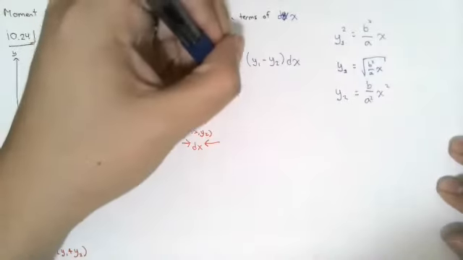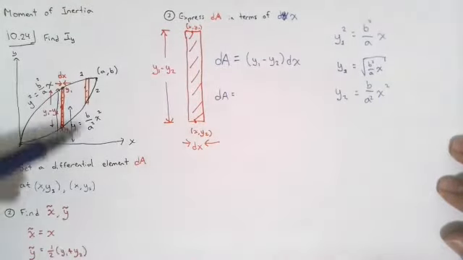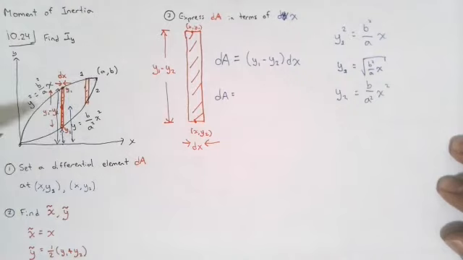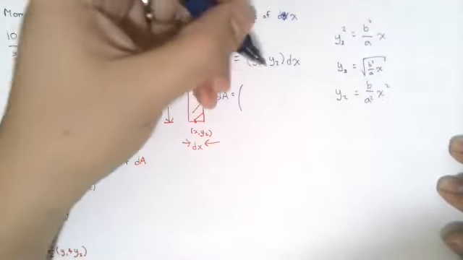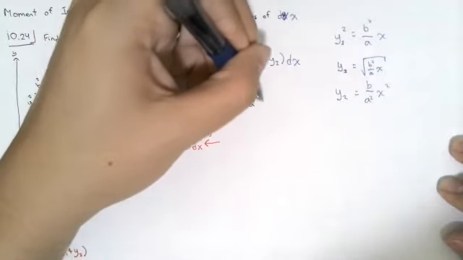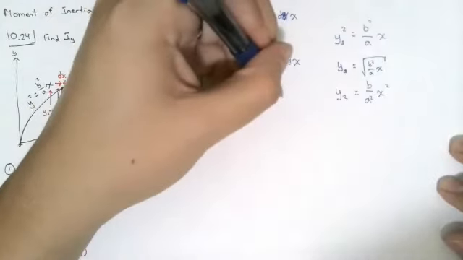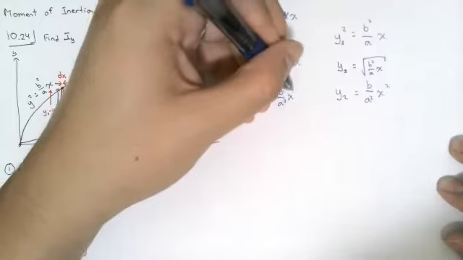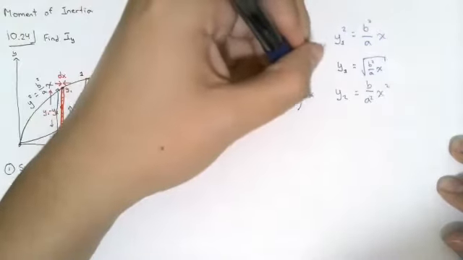So we can write them down and express our area dA in terms of only our x variable. B and A, remember, they're not variables, they're constants. They're the point where the two curves meet. So they're just constant points. In this case, we get dA is equal to y1, which is the square root of b squared over a times x, minus y2, which is b over a squared times x squared, times dx.